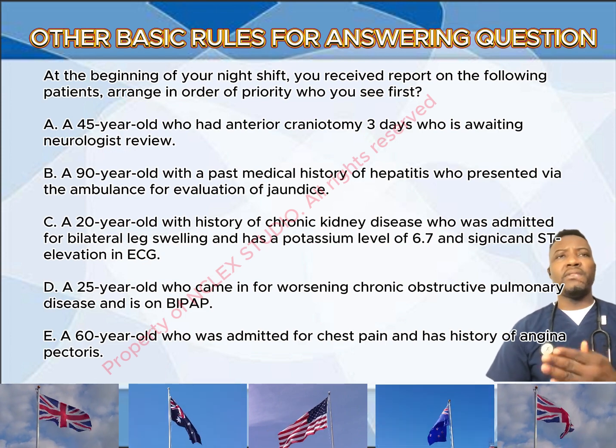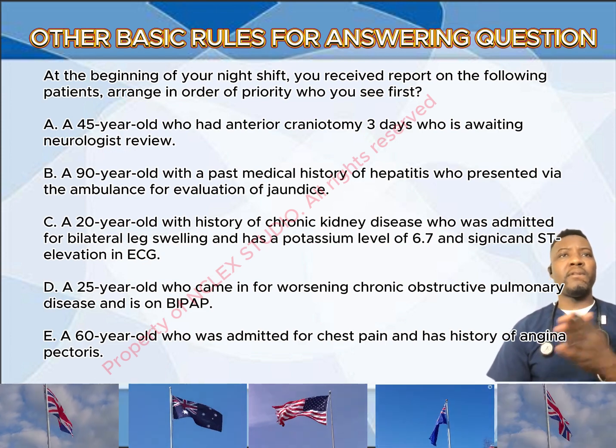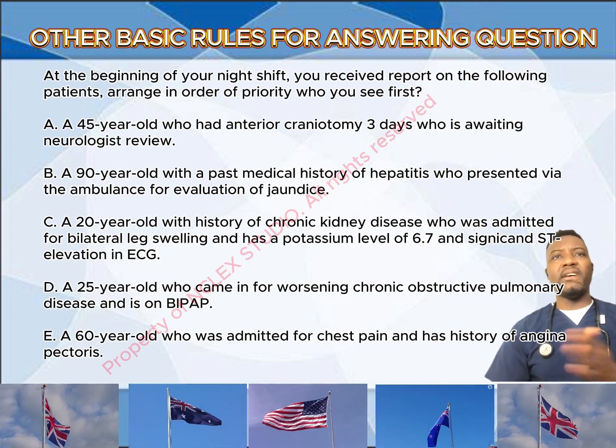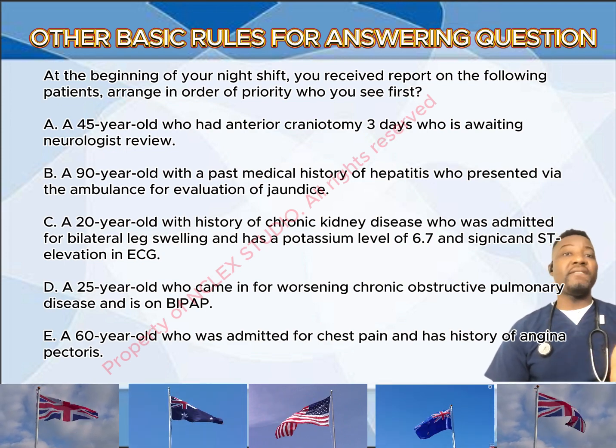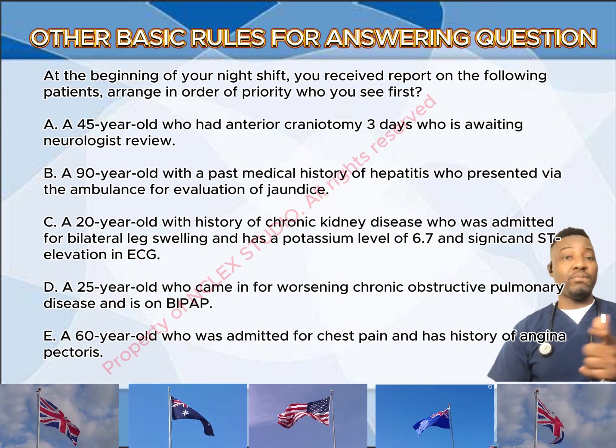B, a 90-year-old with a past medical history of hepatitis, who presented via ambulance for evaluation of jaundice. What do you know about hepatitis? Jaundice is a symptom of hepatitis. So they didn't tell us that something new is happening. Because of that, this patient can as well wait.